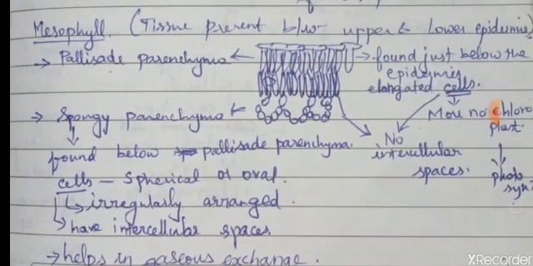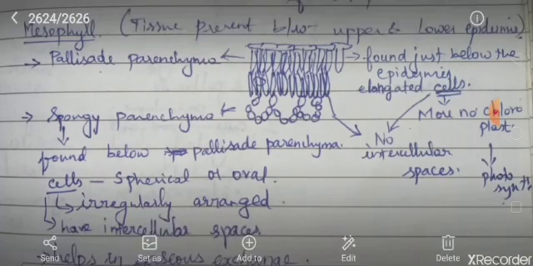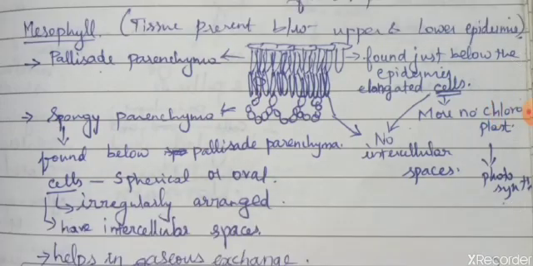Then we have the mesophyll layer, that is, the tissue between the upper epidermis and the lower epidermis. It contains the palisade parenchyma, spongy parenchyma and vascular bundle. First, palisade parenchyma is made of elongated cells. It is found just below the epidermis. It is elongated, more chloroplasts are present and they do not have intercellular spaces. Because it contains chloroplast, it helps in photosynthesis.